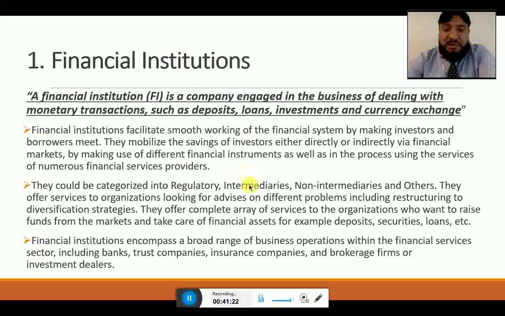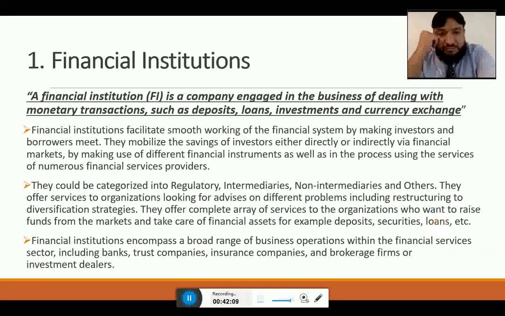They regulate. Intermediaries or banks, as we discussed earlier, they could be investment banks, they could be pension funds, they could be insurance companies, they could be commercial banks. Non-intermediaries are brokers and investment funds that we discussed previously, and there could be other institutions who work mainly in these 3 or 4 areas. They offer services to organizations looking for advices on different problems, including restructuring to the diversification strategies. They offer complete array of services to the organizations who want to raise funds from markets and take care of financial assets, for example, deposits, securities, and loans.